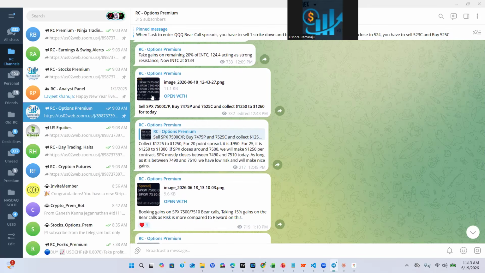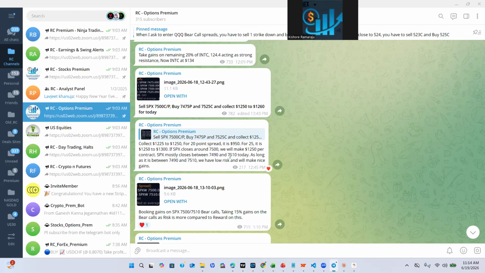So this is called an iron fly. Sell the SPX 7500 call, 7500 put, buy the 7475 put and the 7525 call. Collect 1250 to $1260. For 20 points per contract it is 950. If SPX closes around 7500, we'll make $1,245 per contract.